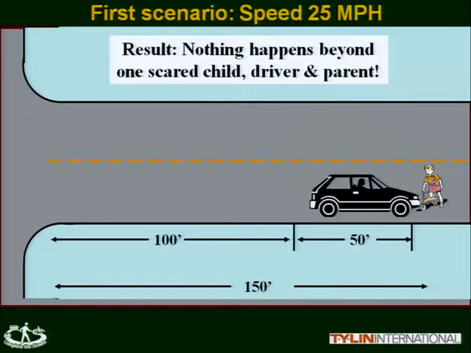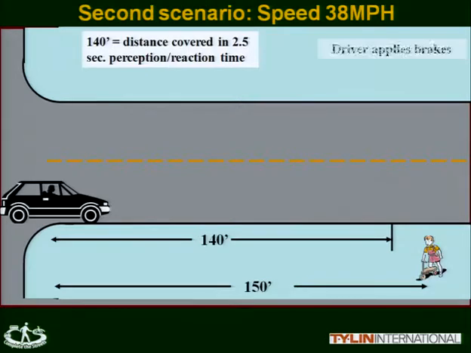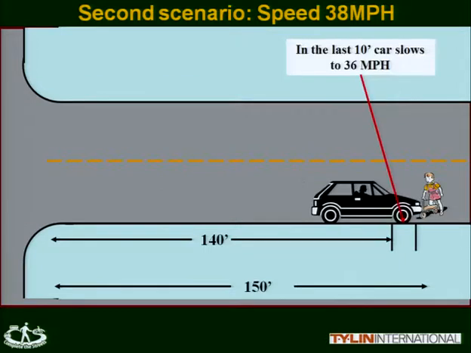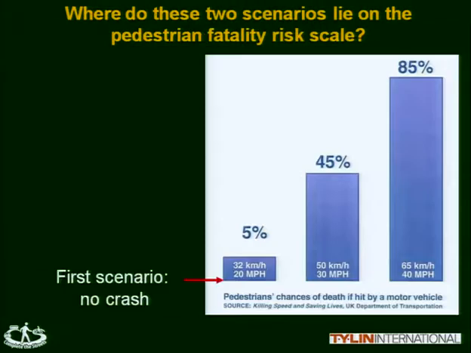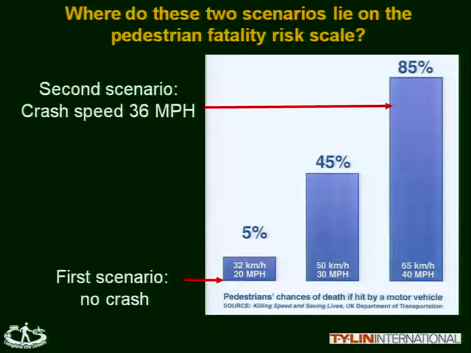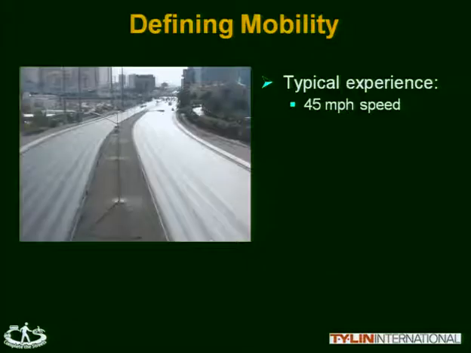Let's use a different example. Let's say you're going 38 miles an hour. I just use that because the numbers come out nice. At 38 miles an hour, you're going to go 140 feet before you put your foot on the brake. Then in the last 10 feet, you slow down a little bit to 36 miles an hour. At 36 miles an hour, that kid is hit and hurt. Going back to our chart here, the first scenario, no harm, no foul, no crash. Second scenario looks like maybe only a 20% chance that kid survives. Speed is really important. We need to control it.